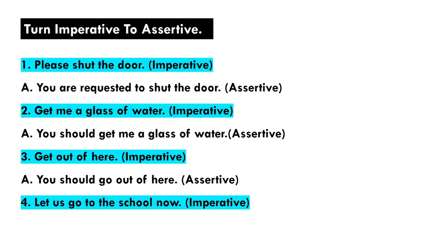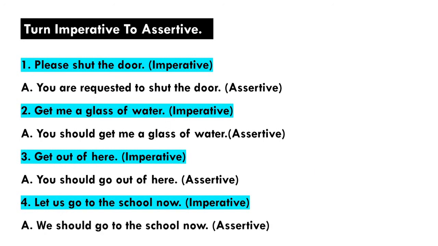And "Let us go to the school now." Here you can see the use of "us". In all these three sentences we have used "you" as a subject, but here, as I told you, "us" converts into "we". So we will say "We should go to the school now." So I hope you are clear with these concepts.